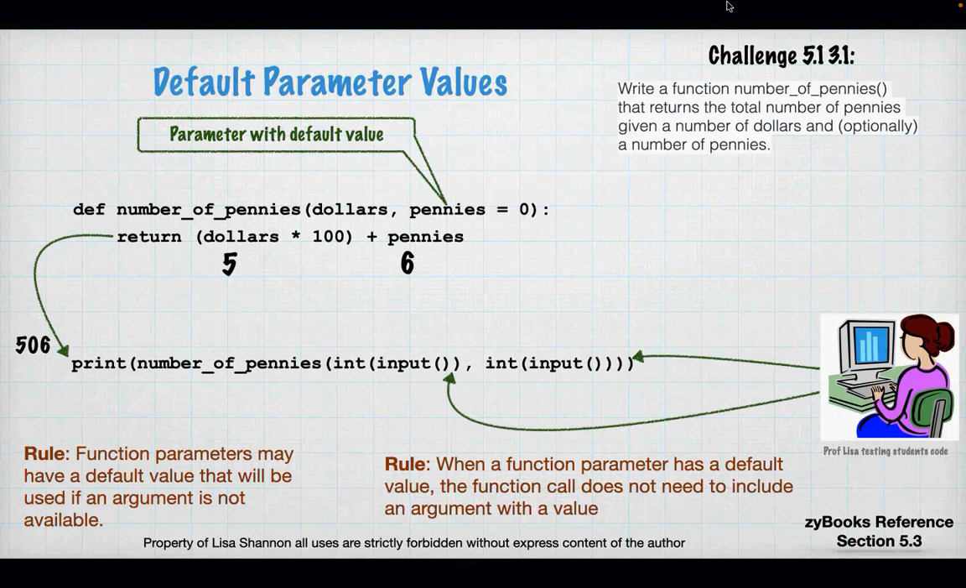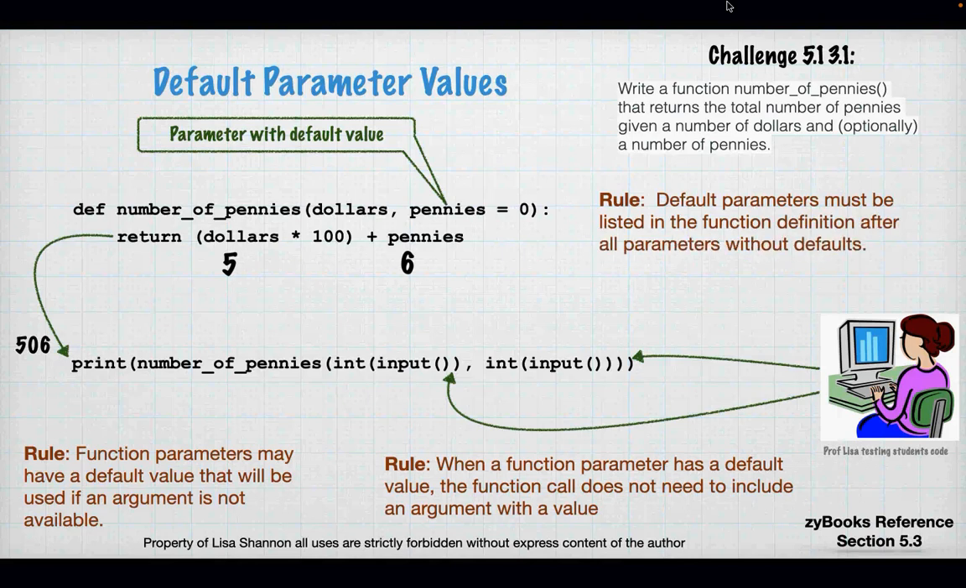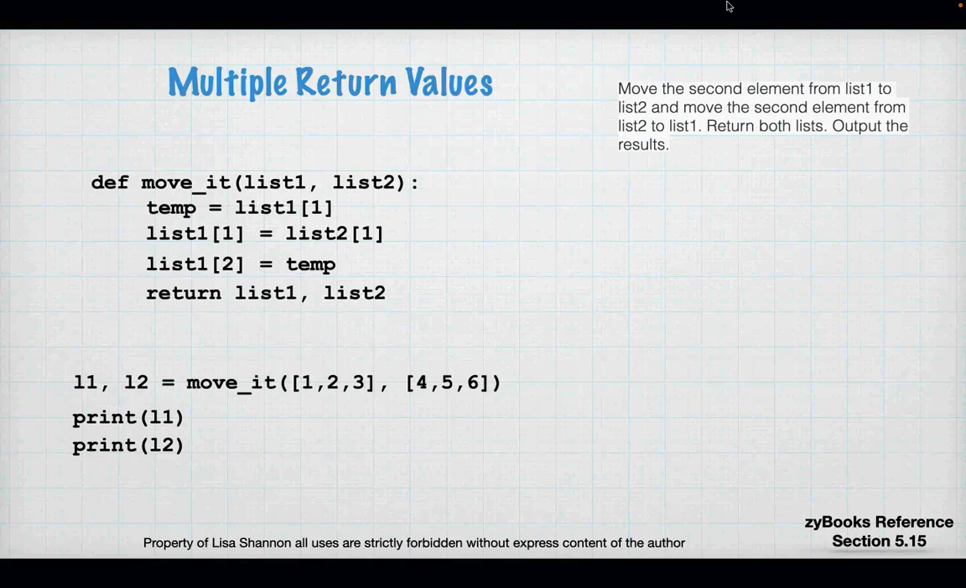So if it's got a default value, you don't need to include it, which is when we talk about the range function. Last week we talked about the range function, and on one of the slides, I said start, stop, increment. And start and increment were optional. I only had to call it with one value, and that was the stop value. That's because if you look at the definition of the range function that Python gives you, there are default values. The default value for increment is 1. The default value for start is 0. So I don't have to worry about always putting 3 values in for the range function. They must be listed in the function definition after all parameters without defaults.